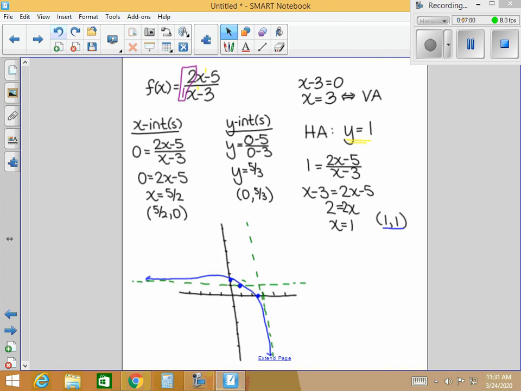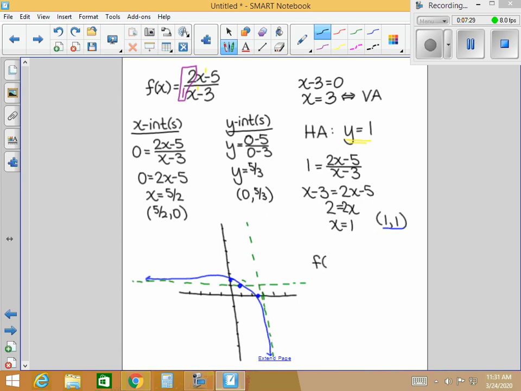Now notice I have this whole area here on the right side where I have nothing drawn. Since none of my intercepts or points of intersection happened over here, that doesn't mean there's no graph over there. It just means I don't have a good place to start. So what I'll need to do is pick a number that's bigger than 3, so on the right side of my vertical line, and plug it in.